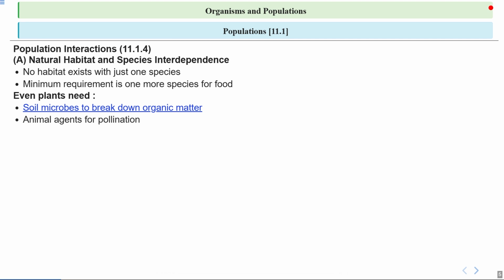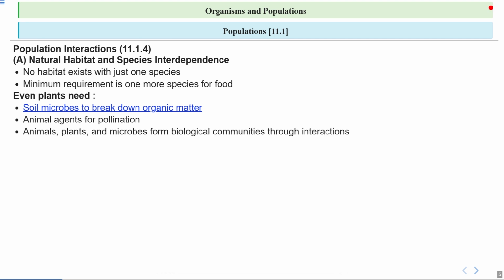Now plants also require biotic agents for pollination, such as bees. Without pollination, there is no fruit set and no seed set. Clear? So there will be no reproduction. So again, plants are dependent on other species for pollination. Survival of a species is dependent on other species.